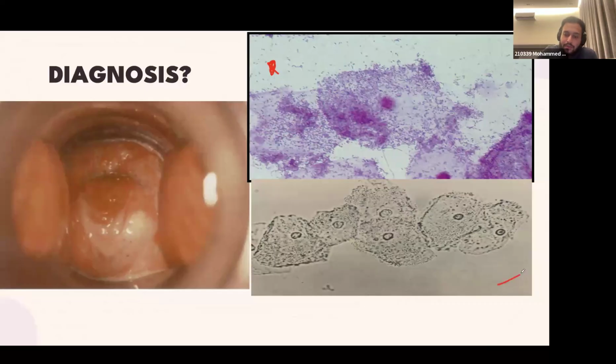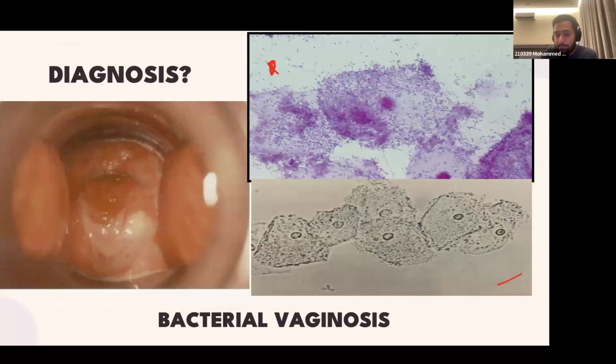Now, when you do this, which is KOH staining, what is characteristic of this? What will happen? There is a specific smell that will happen. Fishy smell, okay? This is kind of characteristic for Gardnerella vaginalis or bacterial vaginosis, okay?